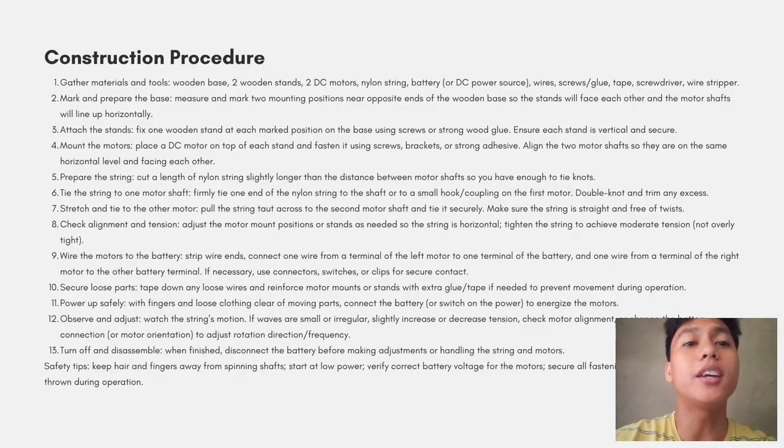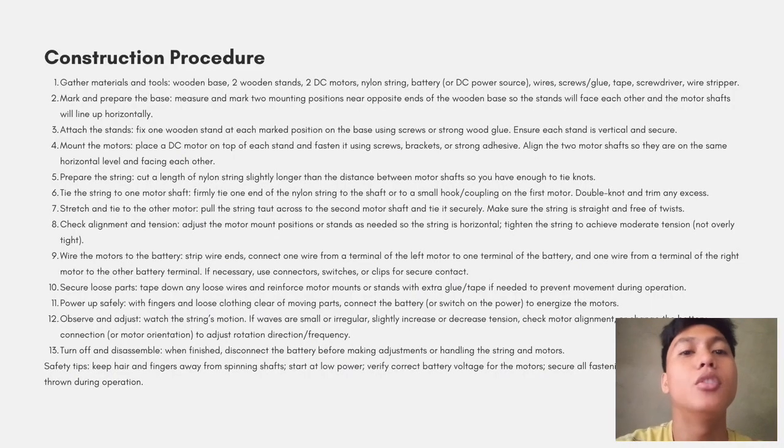Number nine, wire the motors to the battery. Strip wire ends. Connect one wire from a terminal of the left motor to one terminal of the battery, and one wire from a terminal of the right motor to the other battery terminal if necessary. Use connectors, switches, or clips for secure contact. Number ten, secure loose parts. Tape down any loose wires and reinforce motor mounts or stands with extra glue or tape if needed to prevent movement during operation. Number eleven, power up safely.